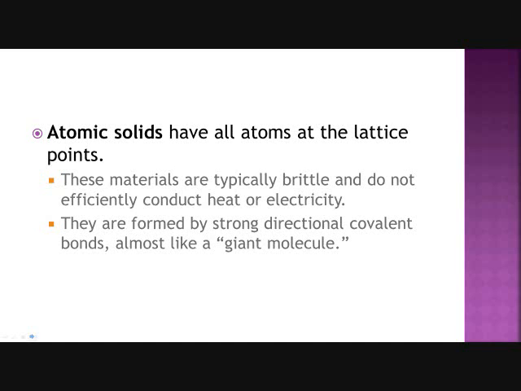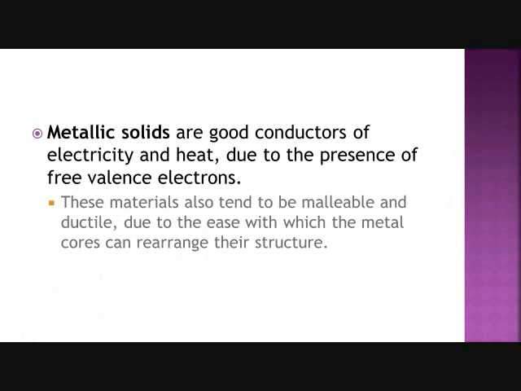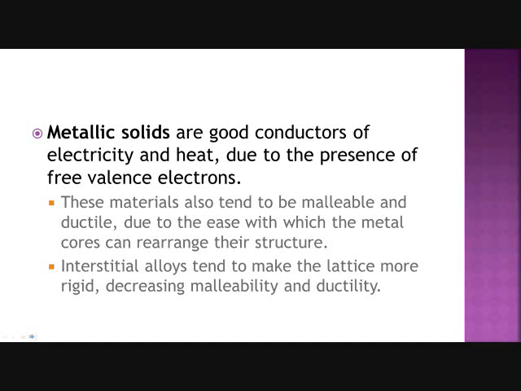And last but not least, metals, metallic solids. We talked about this before already. They conduct electricity and heat. They tend to be malleable and ductile because of their sea of electrons. And to review, interstitial alloys are when you add a different sized, smaller atom in between the metal atoms. This will decrease the malleability and ductility to make it more rigid.